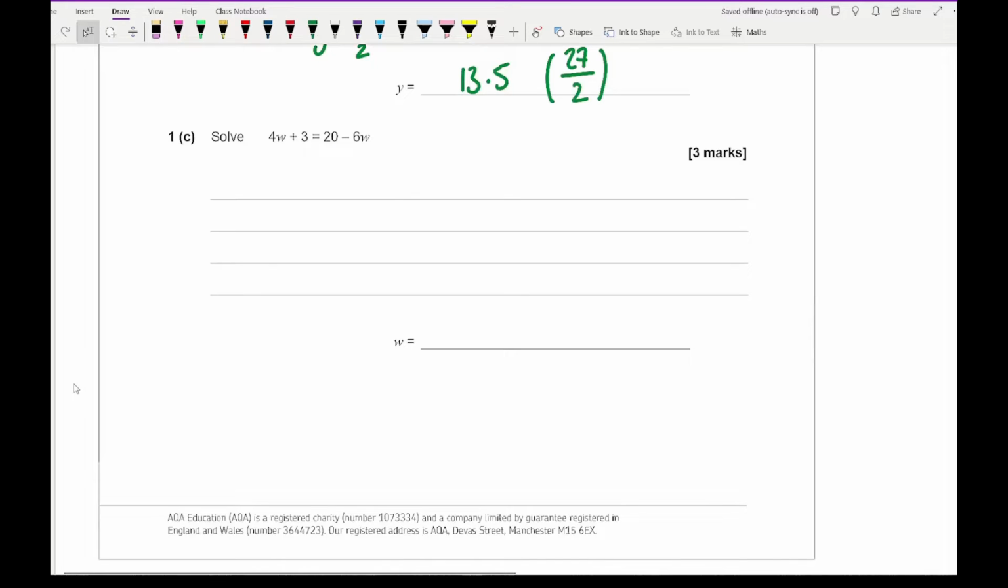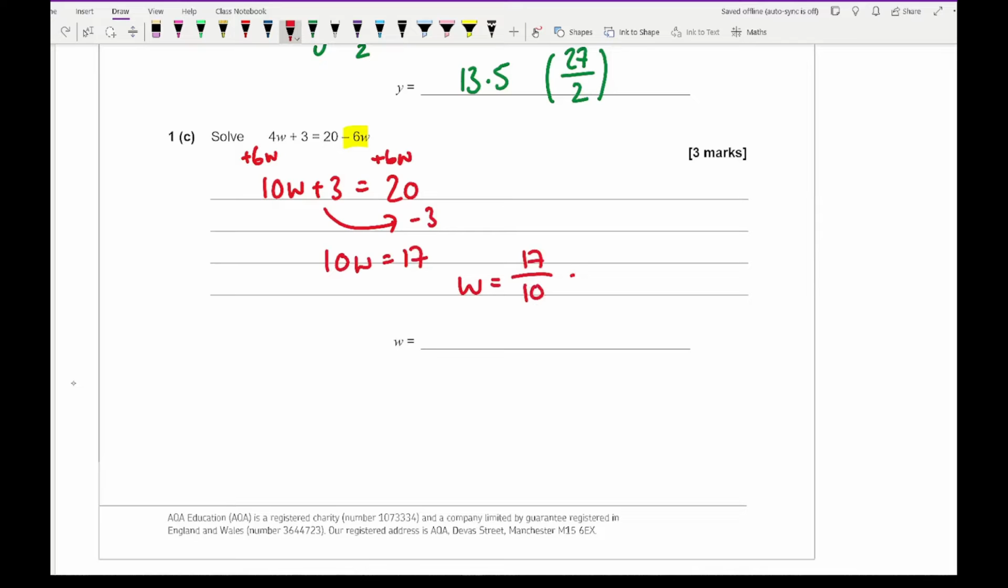Then moving on to a double-sided equation, again here what you want to do is get rid of the smallest amount of x's from both sides, and here our smallest amount of x is minus 6w. So here we're going to add 6w to both sides. So what we end up with is 10w plus 3 on the left hand side and 20 on the other. So then we take away the 3, so we end up with 10w equals 17. So w equals 17 over 10, which is 1.7. And again, you can either leave your answer as 17 over 10 or as 1.7.